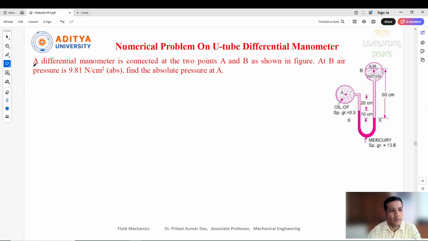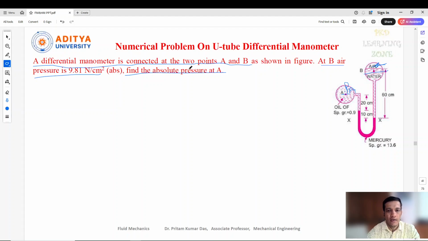Here I have taken one more question. A differential manometer is connected at the two points A and B. At B, the air pressure is given as 9.81 Newton per centimeter square. That is absolute pressure; we already discussed absolute pressure previously. And we need to find the absolute pressure at the A point.